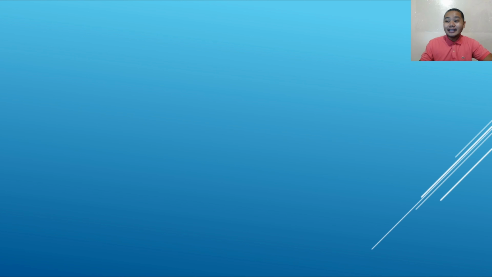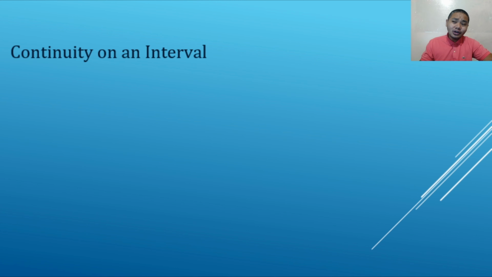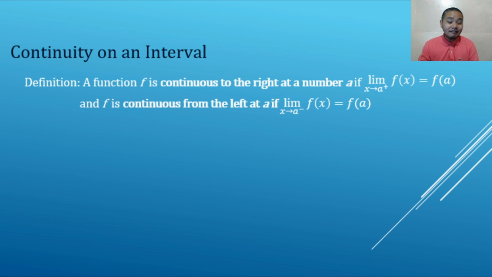Next example tayo. So, continuity on an interval. Yung unang discussion, yung unang part is continuity on a point. Dito naman, continuity on an interval. Okay? So, let me read this definition. A function f is continuous to the right at a number a if the limit of f of x as x approaches to the right of a is equivalent to f of a.